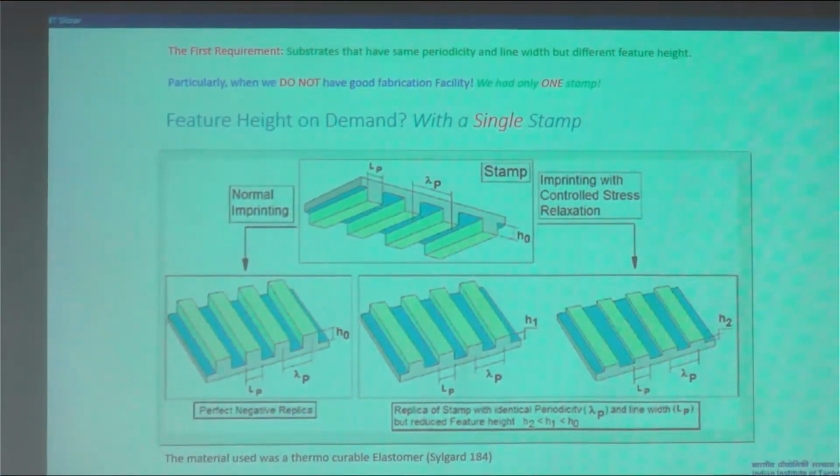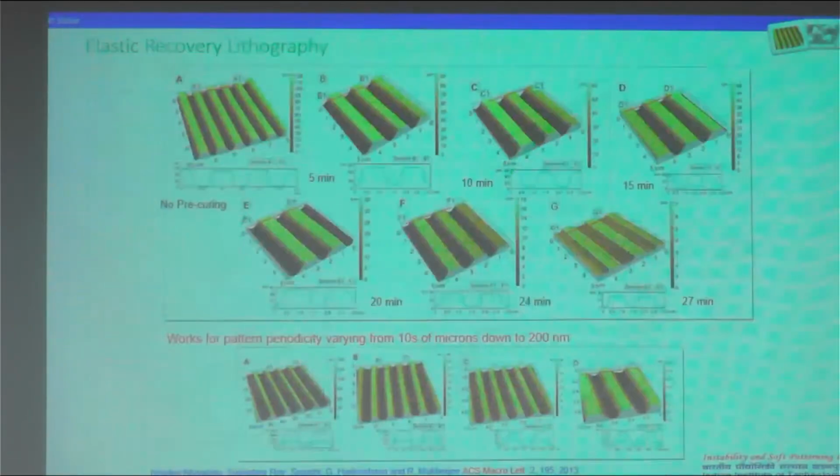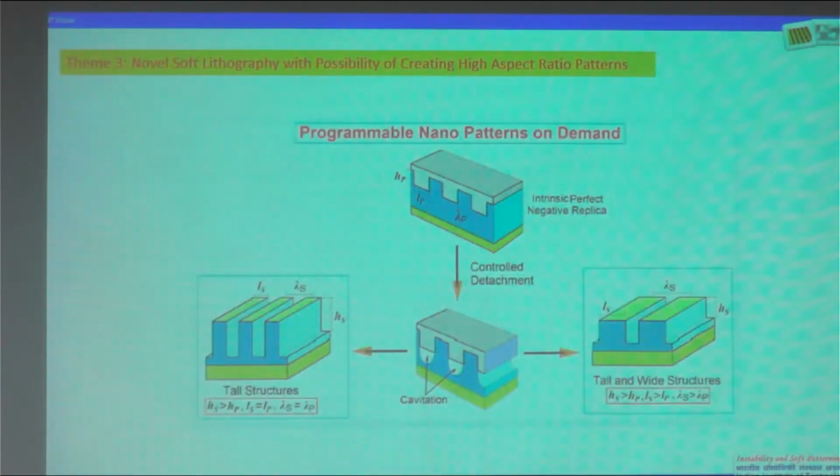And the limitation is you can create any feature height, but the maximum feature height is limited to H0. That is whatever is the feature height of the original stamp. So we thought, if we can do this, can we create the other thing? You have a stamp with feature height, let's say HP. Can we create structures which are taller than that?